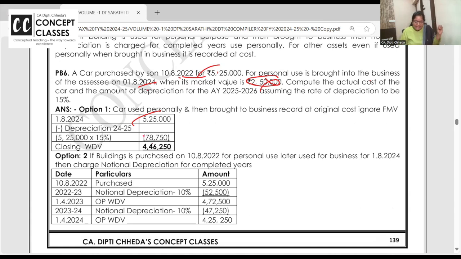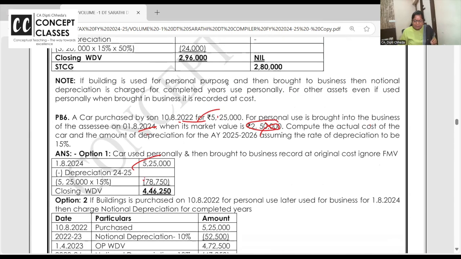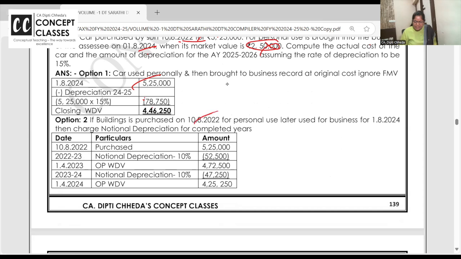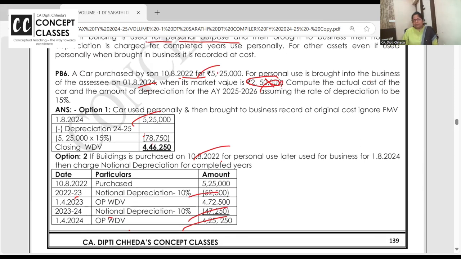But instead of a car, if it is a building, if it is used personally and then brought to business, still charge notional depreciation for 22, 23, and 24, and bring into business the value 425. The market value is of no use. Is it understood?